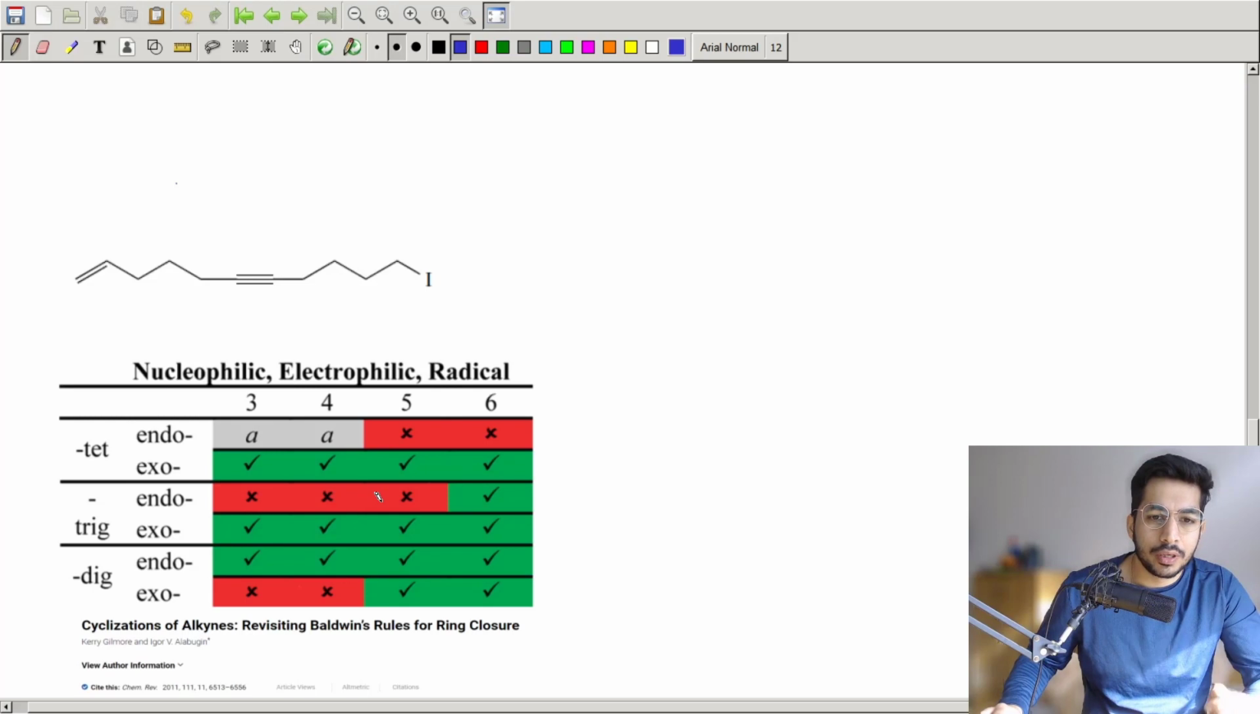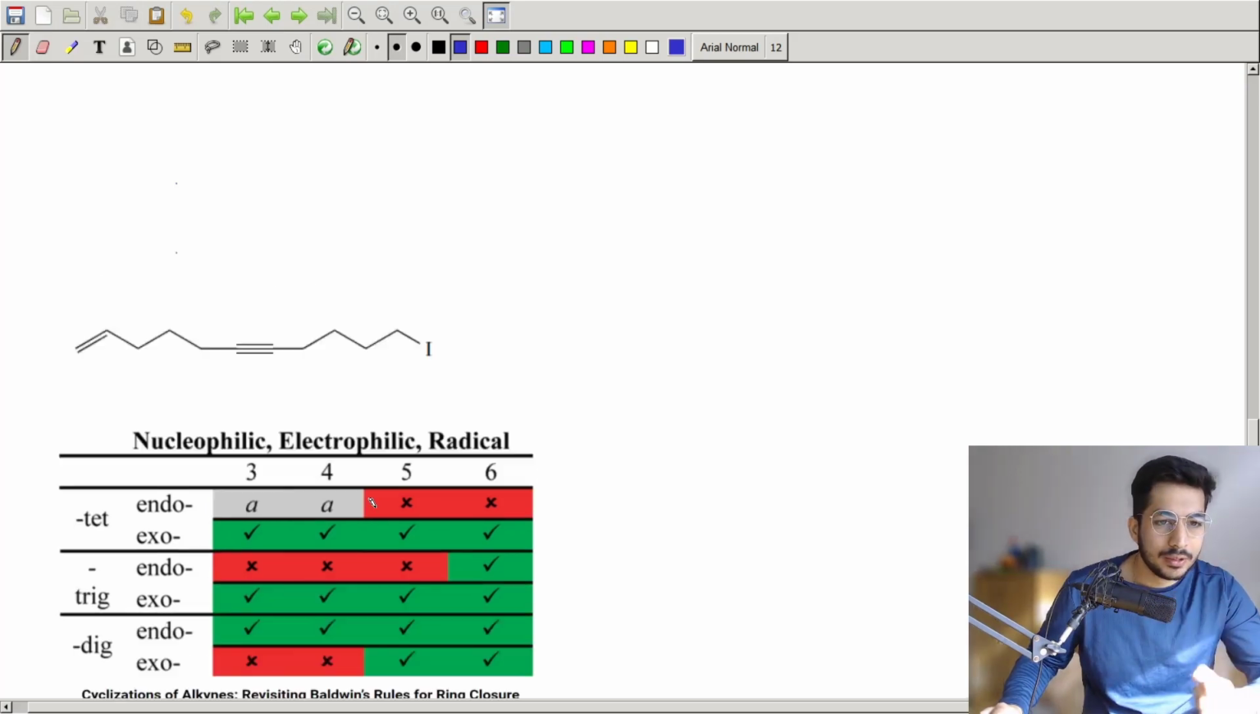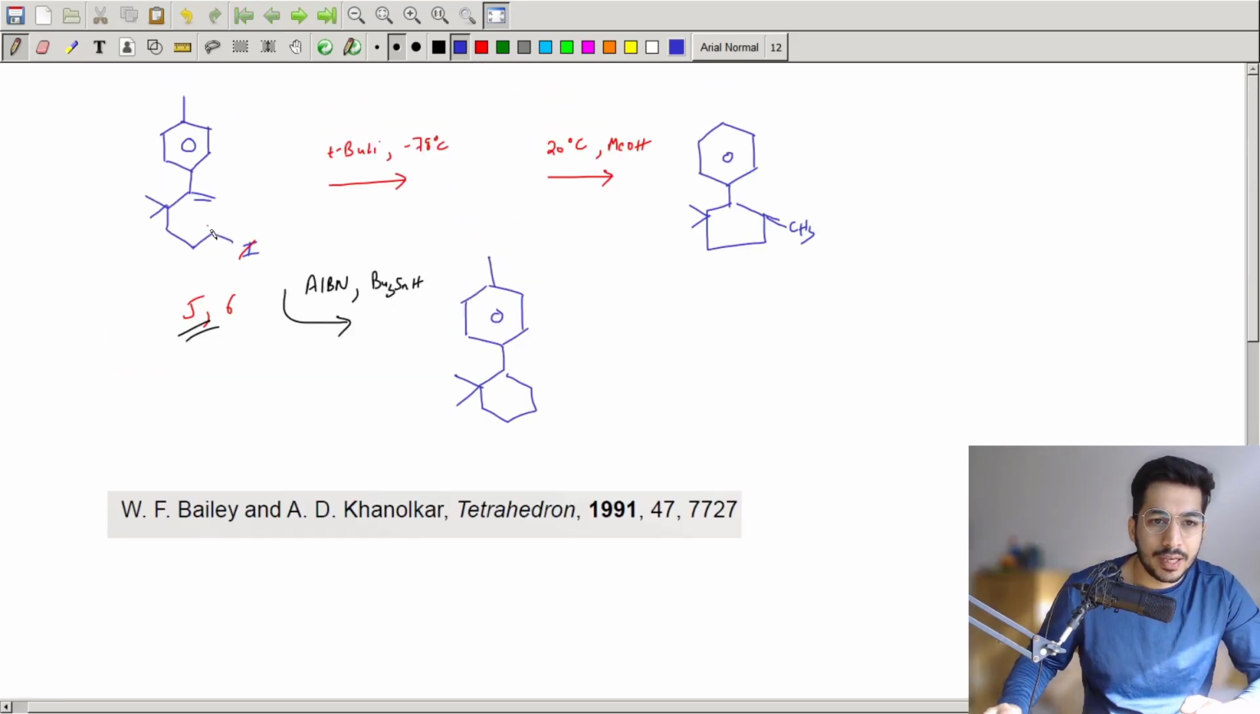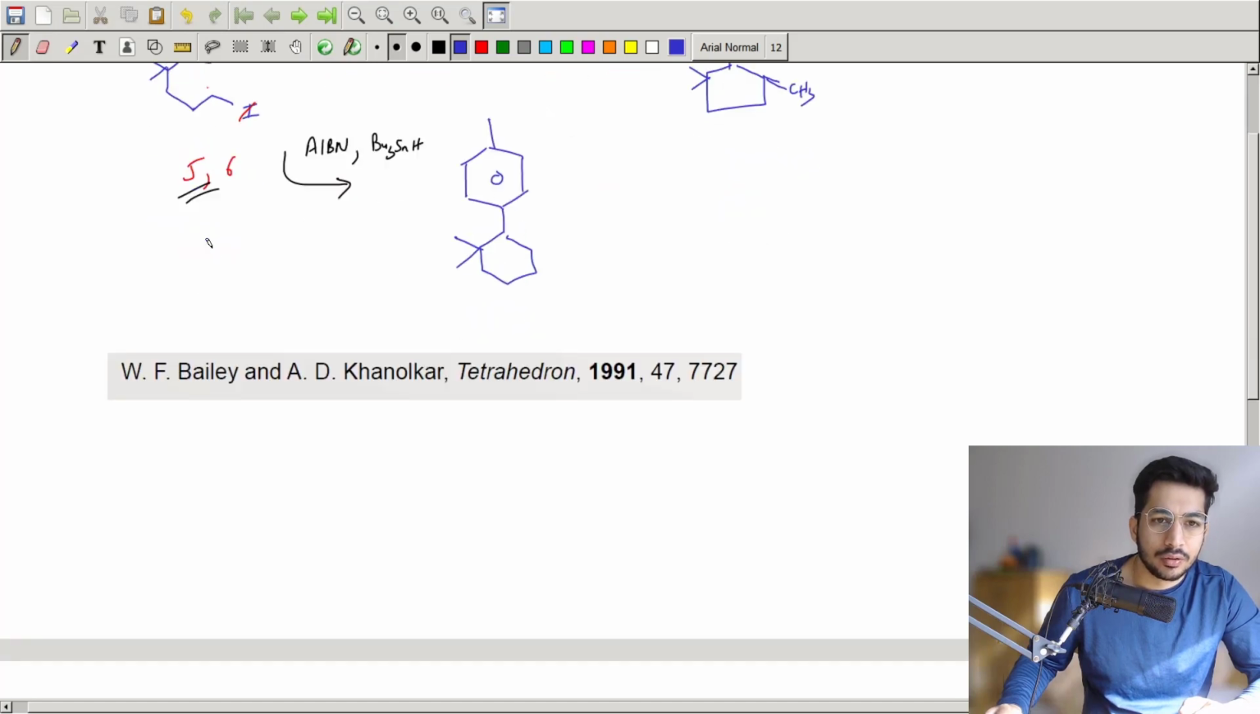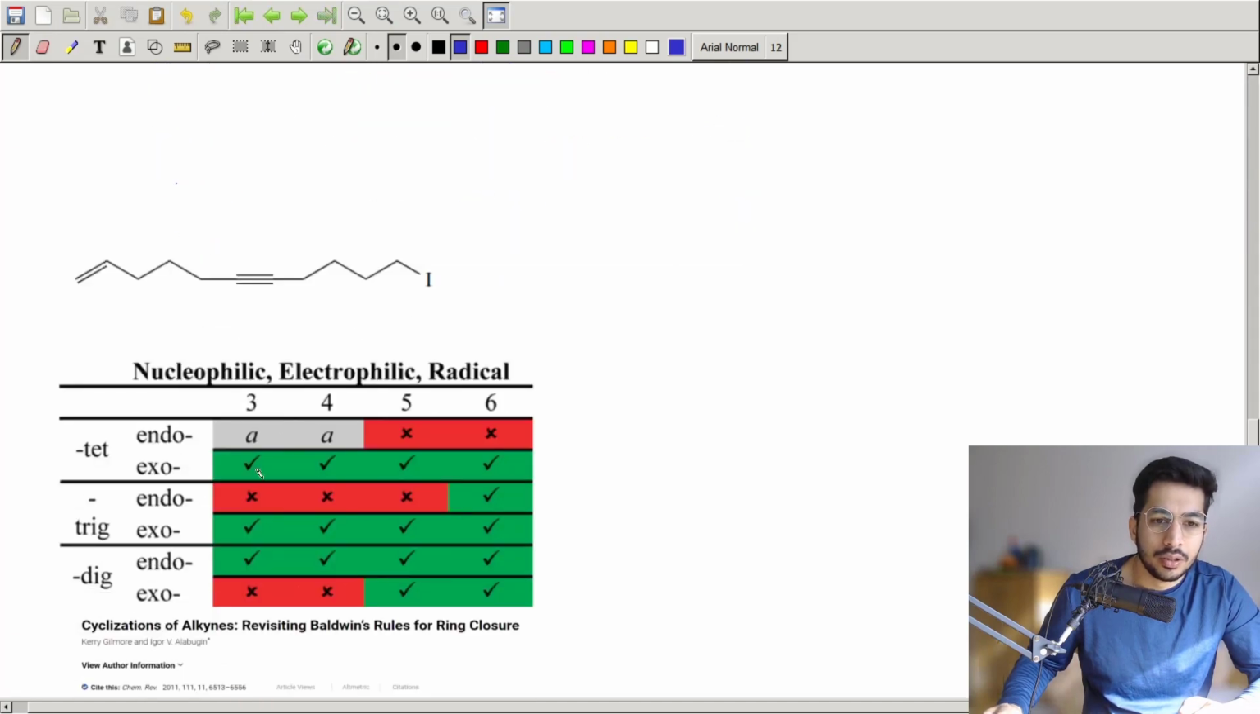So if you see over here, what are the two cases? If the radical is forming here, then it can either attack this, so this will be a 6-endo-trig reaction. This double bond will be considered a trig. And if the reaction takes place over here, this will be 5-exo-trig. So 6-endo-trig and 5-exo-trig. 6-endo is favorable, and 5-exo-trig is also favorable. So you can see both of them are going to be favored over here.